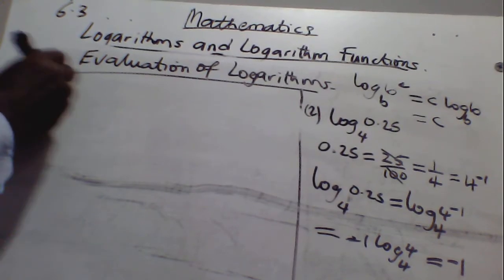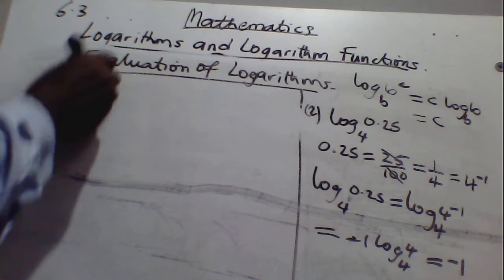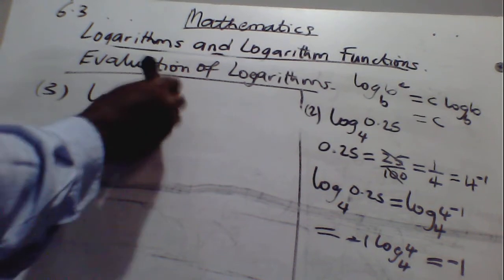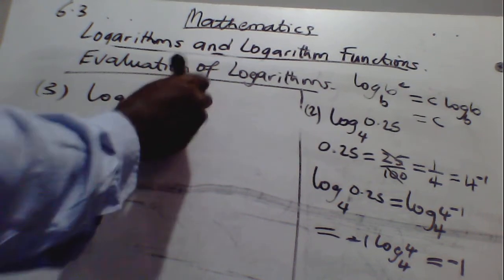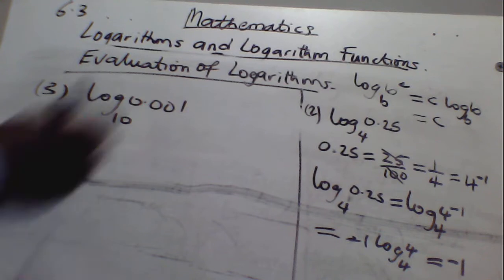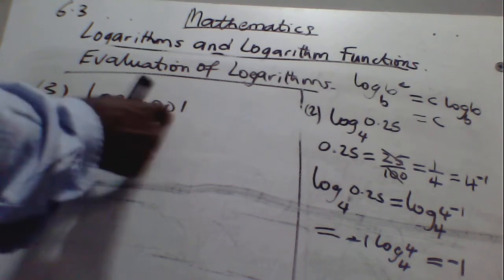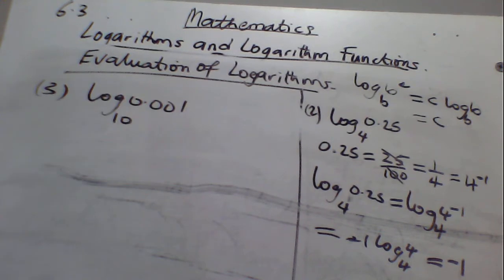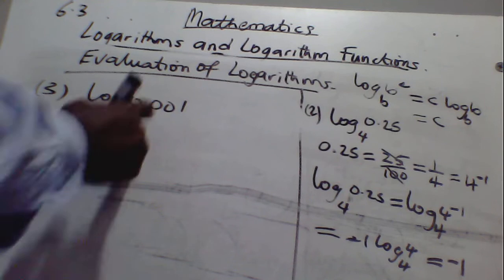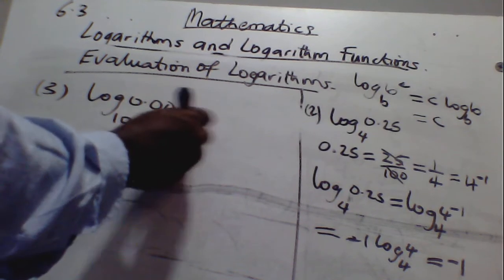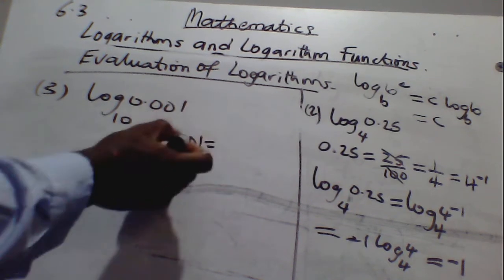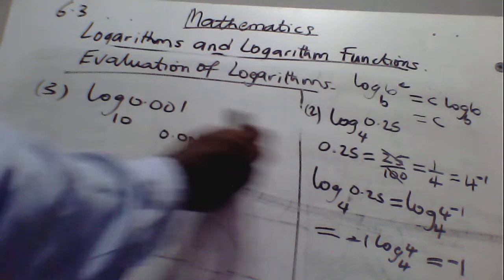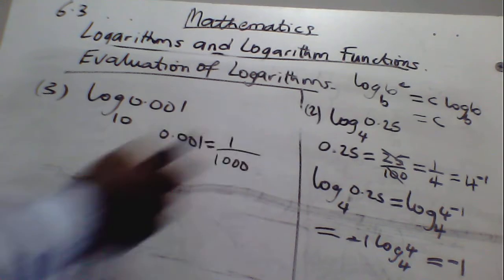Example 3. You have log 0.001 to base 10. Looking at this, the best thing is to convert it into a fraction. 0.001 is equal to 1 over 1000. So it will be 1 divided by 1000.